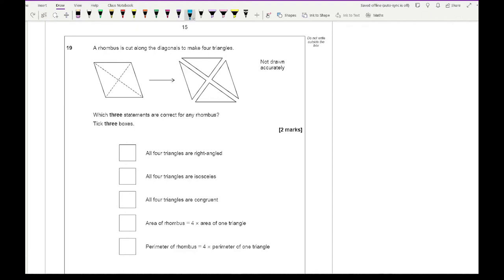Well, that's going to be true because all the interior angles are 360, and if they're all the same side, then that is going to be true. All 4 triangles are isosceles.